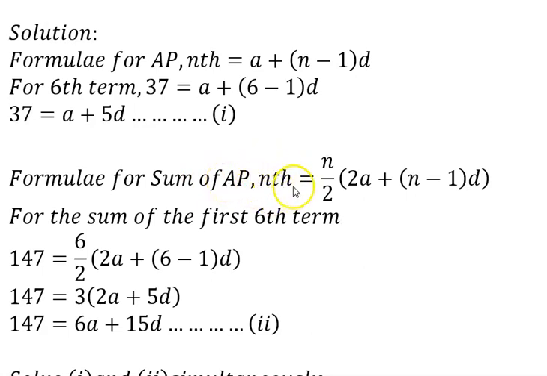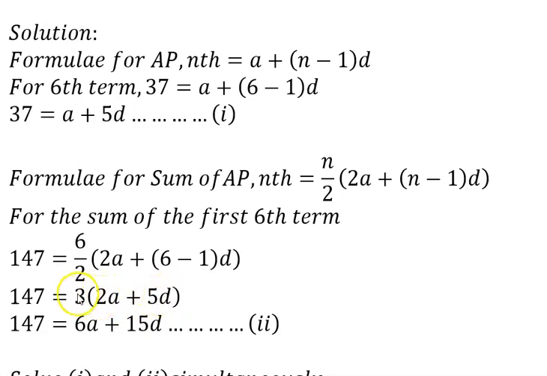We've been given the sum of the AP to be 147. Our number of terms, because we were told it is the sixth term, so our n is 6. We don't know our A. We don't know our D. So let's quickly see what we can do here. 6 divided by 2 will give us 3. We have our 2A here. 6 minus 1 will give us what? 5. 5 times D will give us 5D. So we have 3 open brackets, 2A plus 5D, close the bracket.